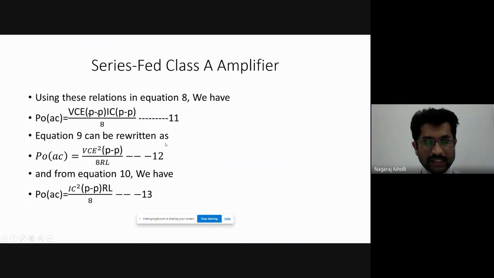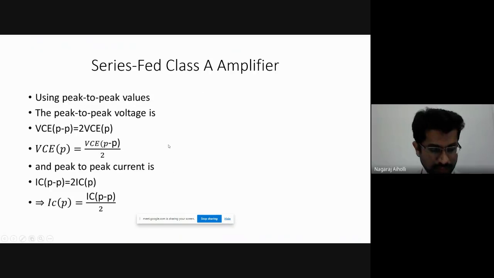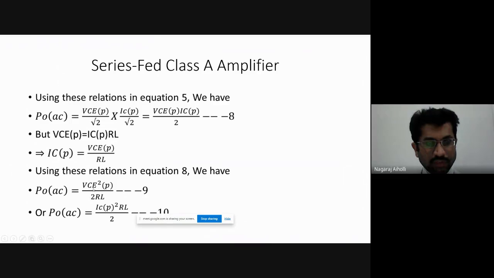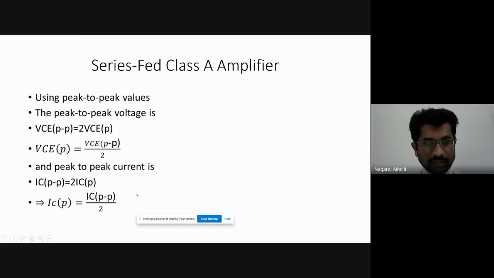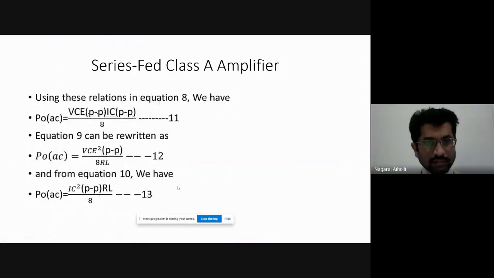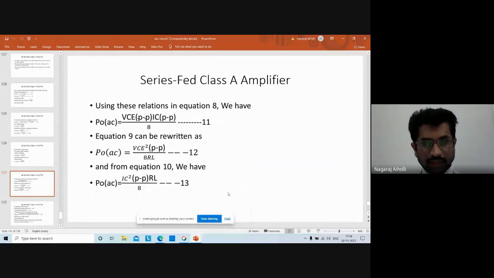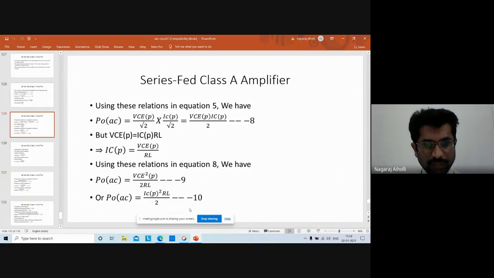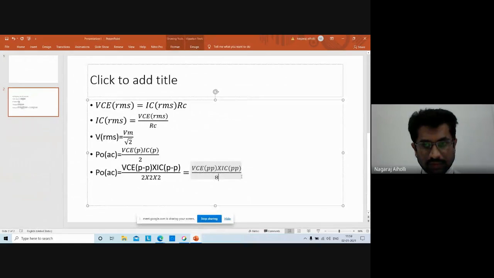Now equation 9 can be rewritten. Let us go back and see what equation 9 is. P naught AC is equal to VCE square peak divided by 2 RL. So again, we have to express peak in terms of peak to peak.